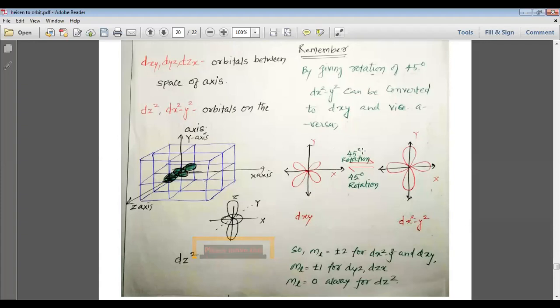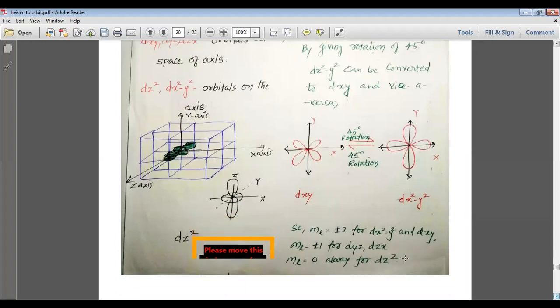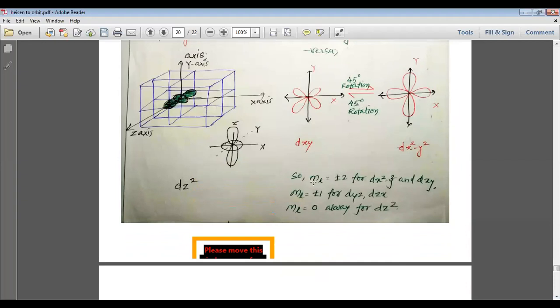When we give a 45-degree rotation to the dxy orbital, it turns into the dx square minus y square orbital, and if the dx square minus y square orbital is given a 45-degree rotation, it turns into the dxy orbital. So the value of ml is equal to plus or minus 2 for both dx square minus y square and dxy orbitals, because they are just obtained by the 45-degree rotation.